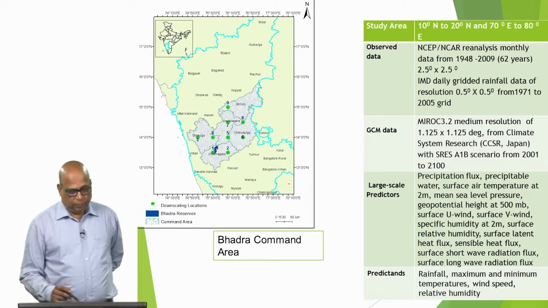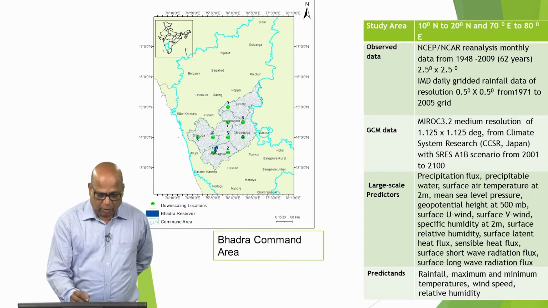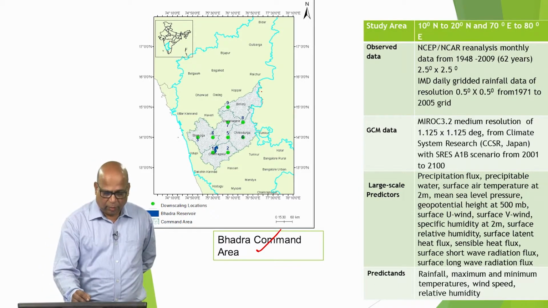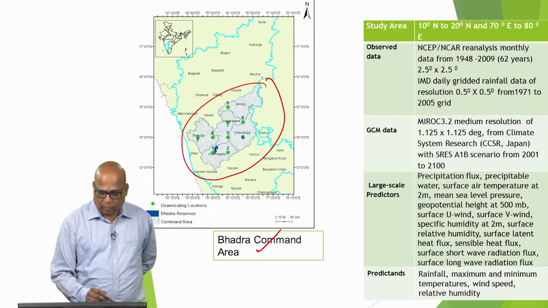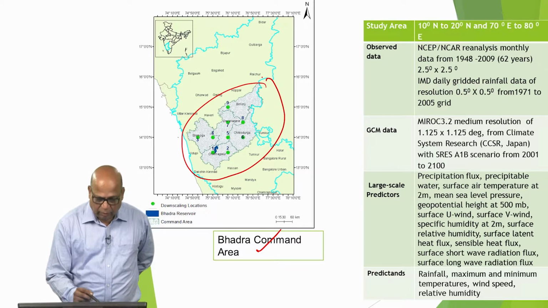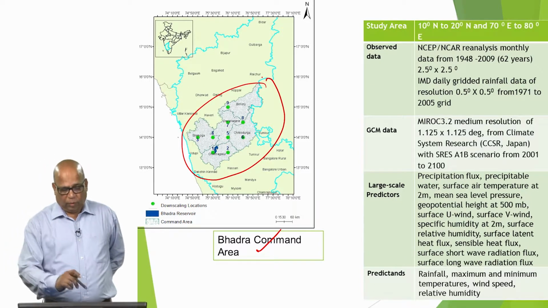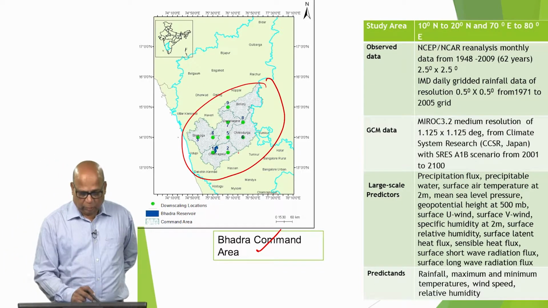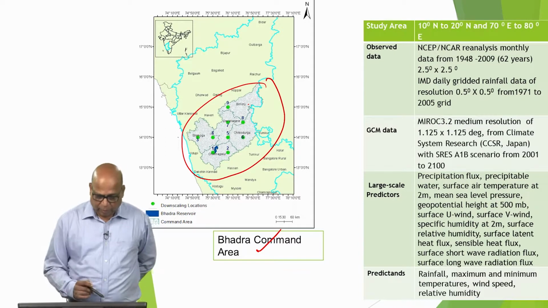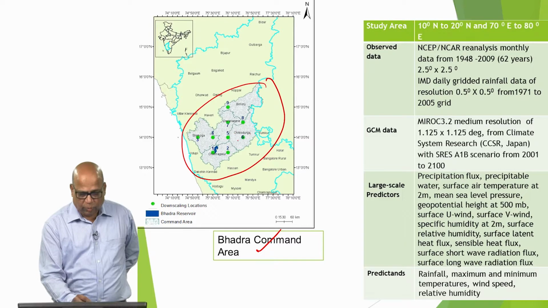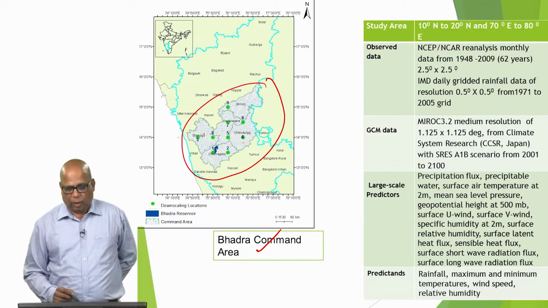So, what we do is we examine a particular small catchment. This is the Bhadra command area in Karnataka. We take this small catchment and see what types of crops are grown for which the water is being supplied by this particular stream at the reservoir, and how the evapotranspiration demands of those crops are likely to change.